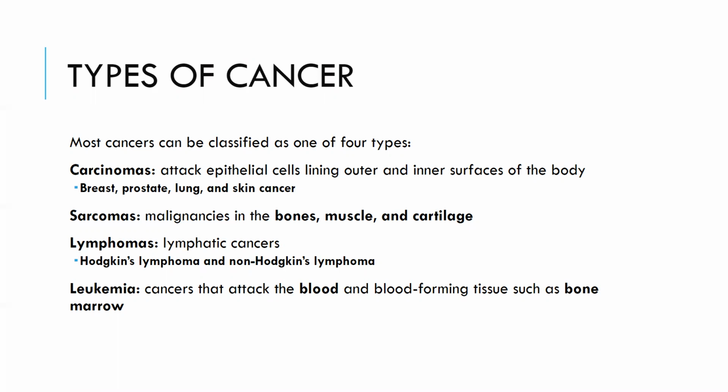Sarcomas are malignancies in the bones, muscle, and cartilage, so these are very structural cancers. Lymphomas are lymphatic cancers. These are going to be either Hodgkin's lymphoma or non-Hodgkin's lymphoma. And then leukemia is going to be a set of cancers that attack the blood and the blood-forming tissues, such as the bone marrow.